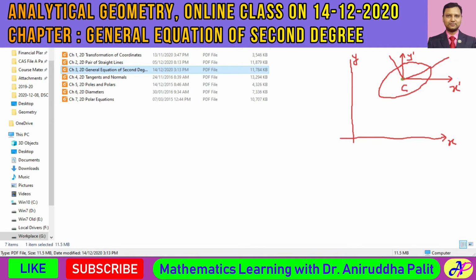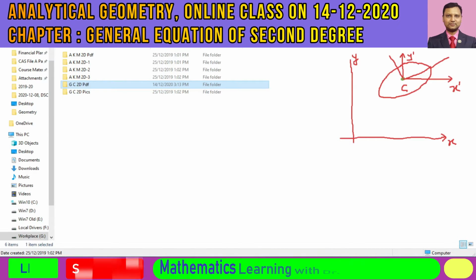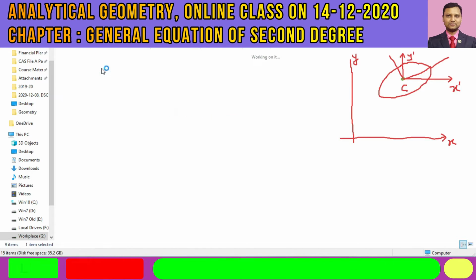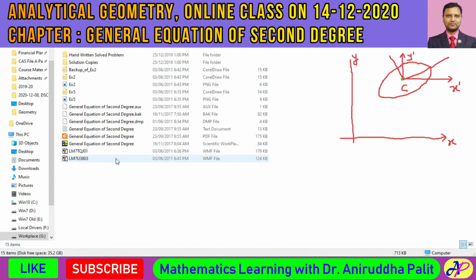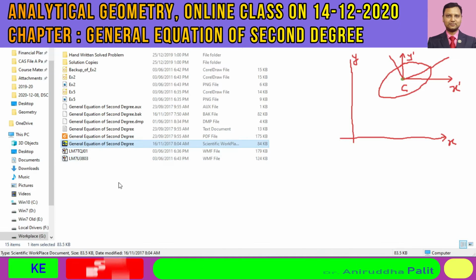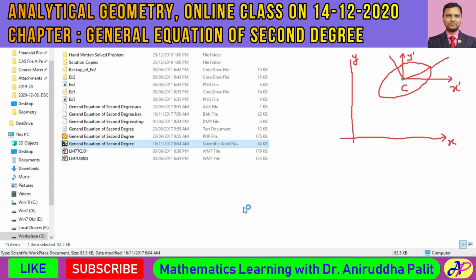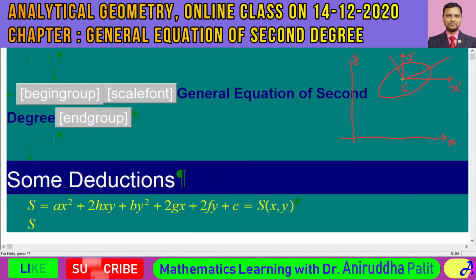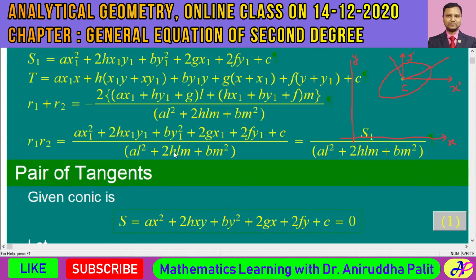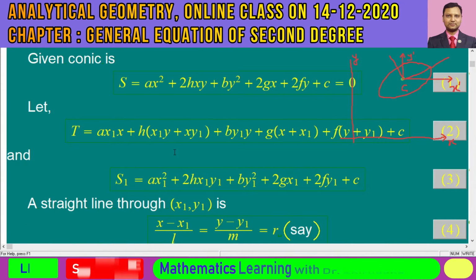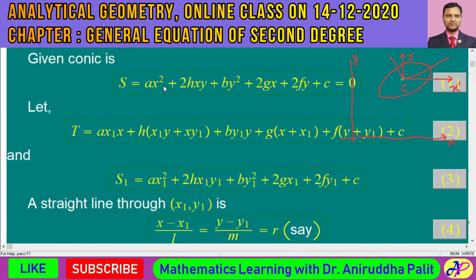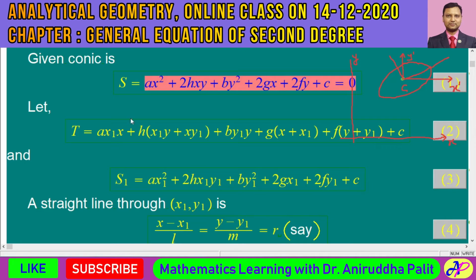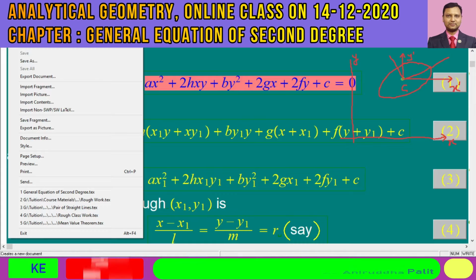Let me check whether I have saved that particular file or not. Just a minute. Probably no. Let's see. No, I didn't save those results. Anyway, let me copy this portion and then start a new file.